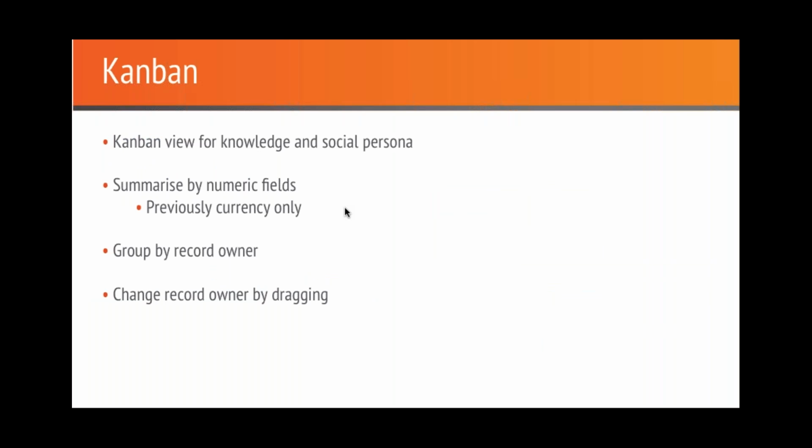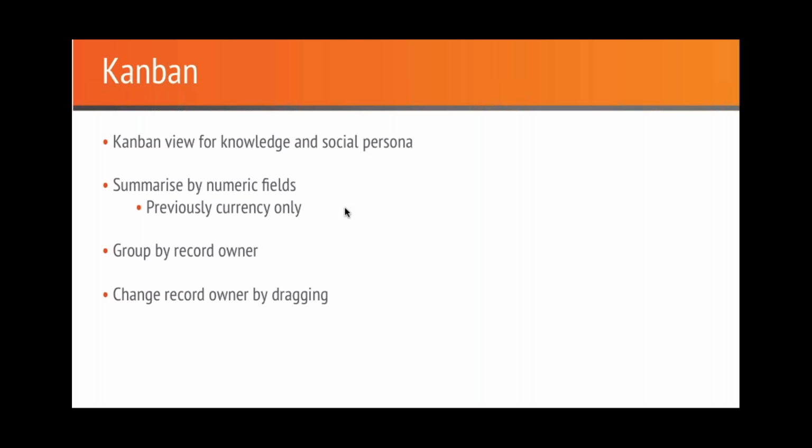Next up, a few changes around the Kanban side of things. So the Kanban view is now available for knowledge articles and social persona. Probably most people know what knowledge articles are. Not sure how many people are familiar with social persona. So if you haven't come across that before, it's a Salesforce object that represents a contact's profile on a social network, such as Facebook or Twitter.